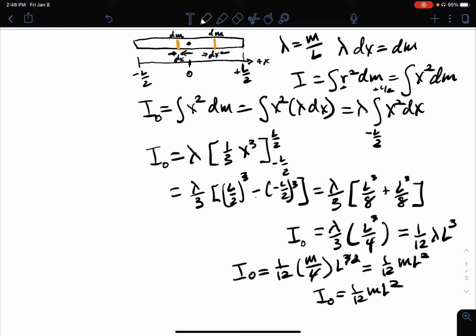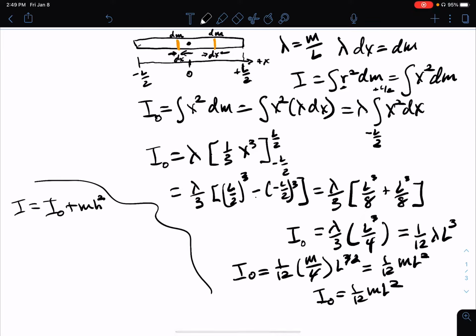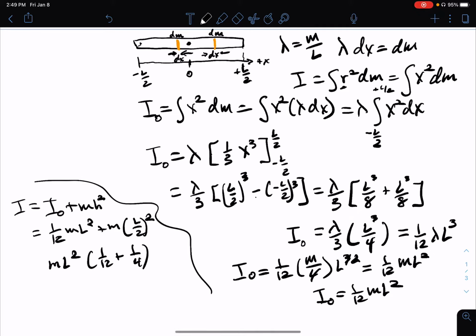Now, if we use the parallel axis theorem, I equals I naught plus M H squared, in order to figure out the moment of inertia or the rotational inertia if the axis is moved to the far left end, then the H would be L over 2. So that would be 1/12 M L squared for I naught plus M times L over 2 squared. So that's L squared over 4. We factor out the M L squared, and you have 1/12 plus 1/4. I'll let you prove this to yourself, but 1/12 plus 1/4 is 1/3. So you end up with the 1/3 M L squared.